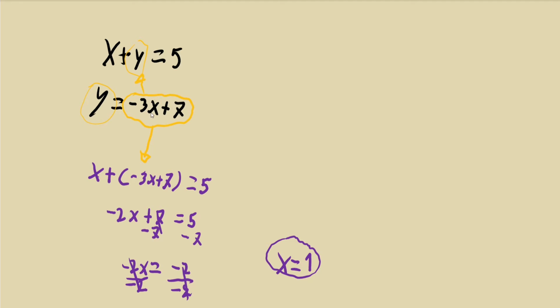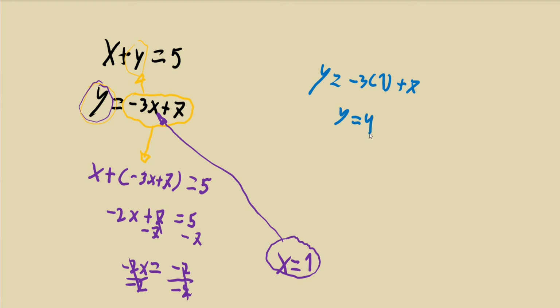And now that we found the value of x, we can actually find the value of y. Because remember, to have an answer, we need the value of x and y to put it in the ordered pair. So we can just substitute x here. Let me bring this all the way up here. We can substitute x for this x right here, because remember, this is still the same x. So y is equal to negative 3 times 1 plus 7. So negative 3 plus 7 is equal to 4. So here we see that y is equal to 4.